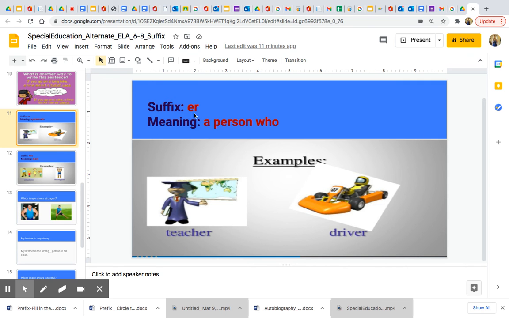The suffix er means a person who. Example, a teacher. Look, the base word is teach, and the suffix er was added to the word teach, and now you have teacher, a person who teaches. Let's look at these words. The base word is drive, and we added the suffix er to the word drive, and now we have driver, a person who drives.